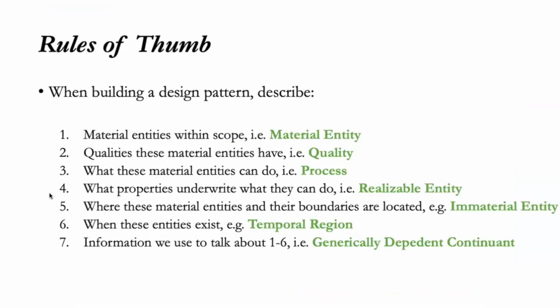Rules of thumb. Remember, if I'm asking you to build a design pattern, here's a list of things you can do. Start with the material things and look at qualities of it, processes, what the things do, what boundaries they have or where they're located. Also when they're existing, and then patterns about them.